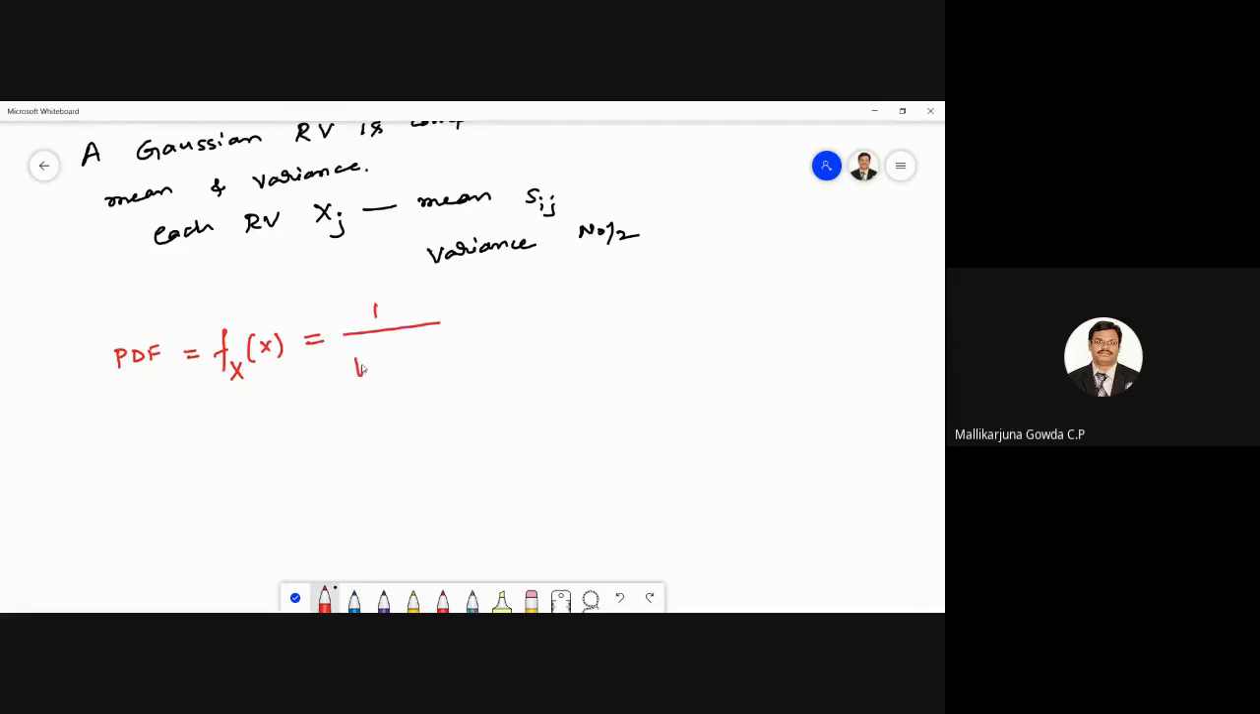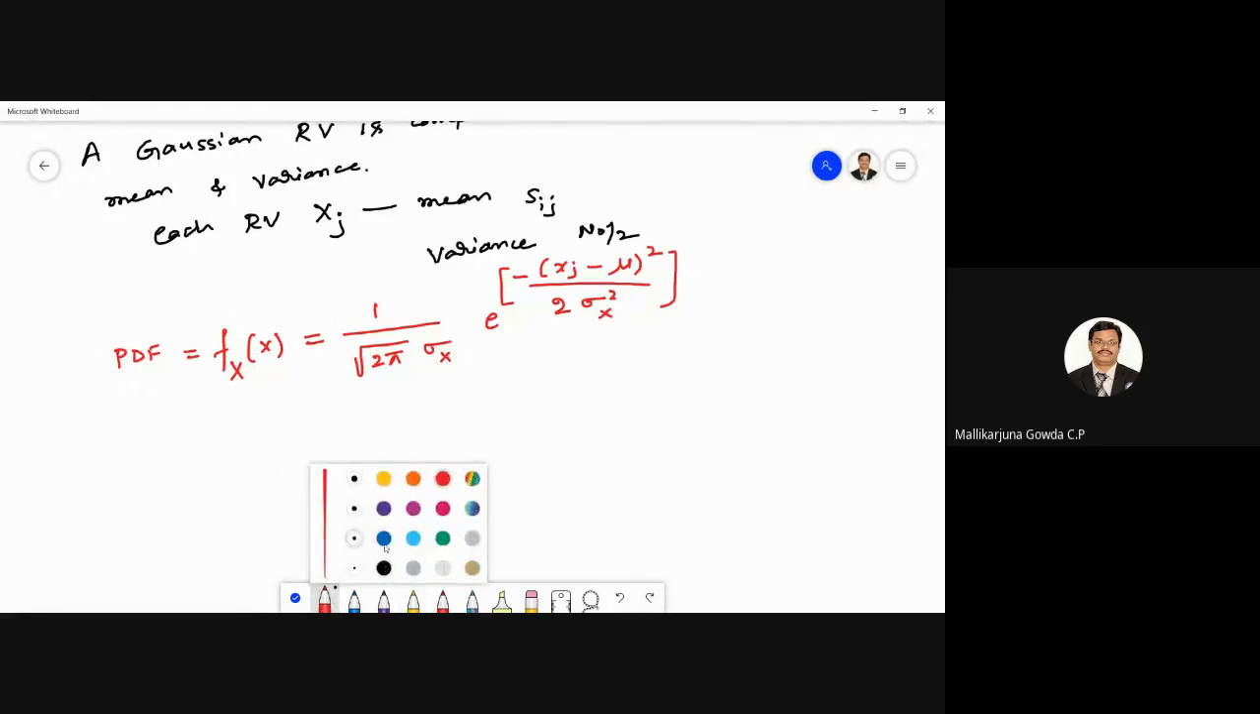1 divided by square root of 2 pi into the standard deviation sigma x, into e power minus (xj minus mu) squared, where mu is the mean, divided by 2 into sigma squared x. So this is the Gaussian probability density function, and we are assuming that xj is also a Gaussian random variable. Now let us substitute the value of mean and variance in this equation.